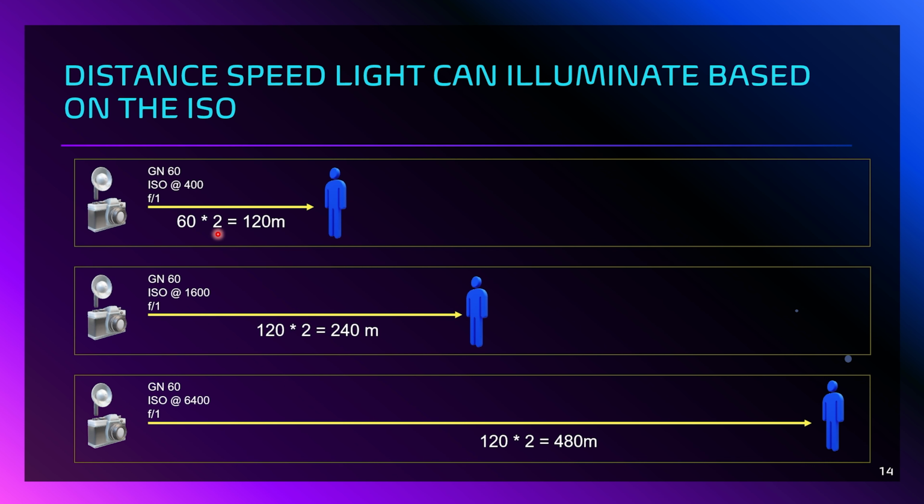And now again I am multiplying the ISO by 4. Now it's 1600. Now I can illuminate a subject at 240 meters. Here you can see if I multiply ISO by 4, the distance is doubling. So 120 becomes 240, 240 becomes 480. Here you can see 1600 is multiplied by 4. Now the ISO is 6400 and the f-value is the same, the flash power is the same, everything is the same, but the distance is increased to 480 meters.